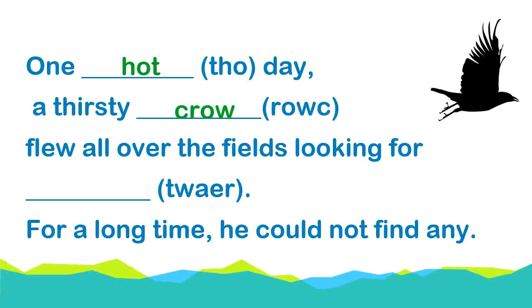C-R-O-W, crow. You can see the jumbled words here have all the letters, but we have to rearrange them and put them in the right order. And what was the thirsty crow looking for? Yes. Look at the letters here. What should it spell as? You are right. Water. W-A-T-E-R. Water.